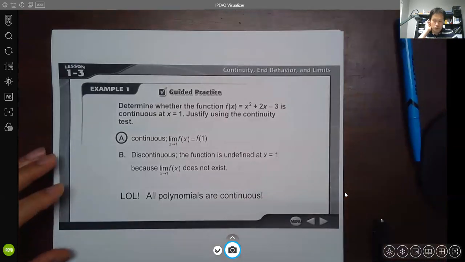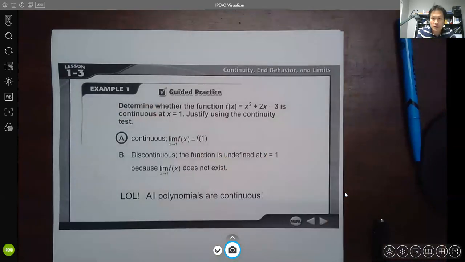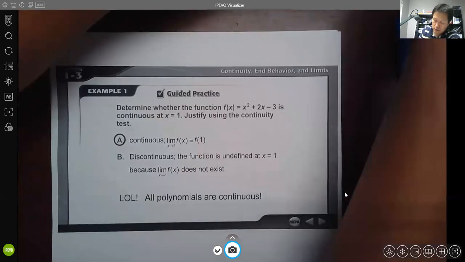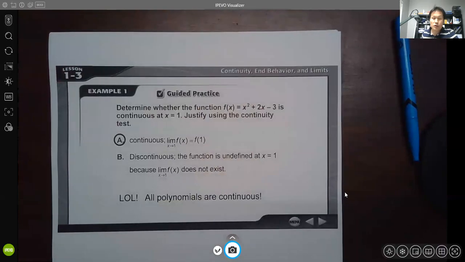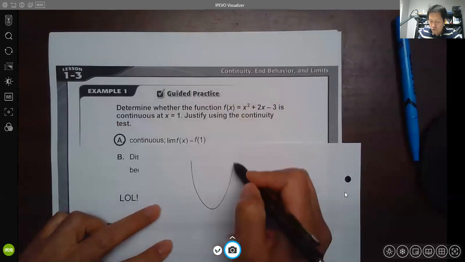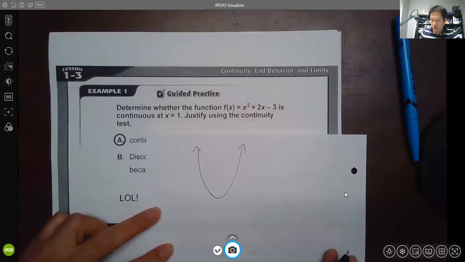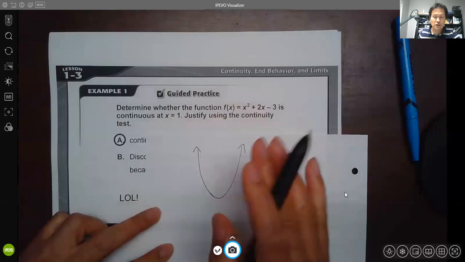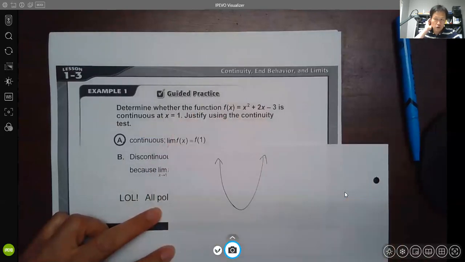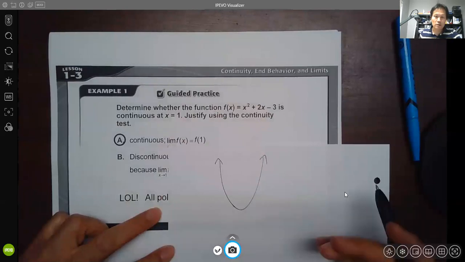Okay, so you should try this by yourself. Pause it and try it. If you have tried, the answer should be continuous. If you graph this using a graphing calculator, it will be a parabola opening up. It will be a smooth, nice curve. There's no discontinuity anywhere. So at x equal to 1, if you check it, you should know it is continuous. You should be able to tell.